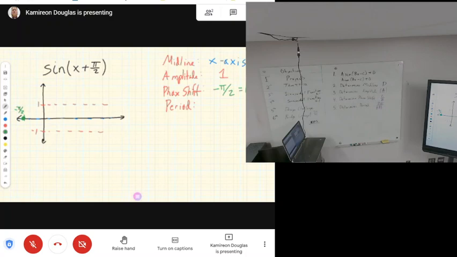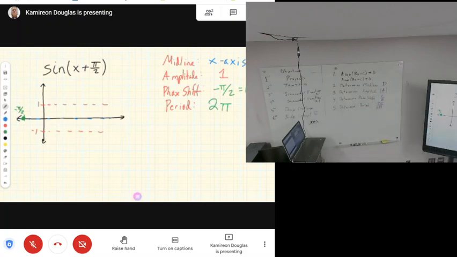Okay? Last question, period. What's the period for this problem? 2 pi, that's right, Ebony. Now what that means is this function will end 2 pi later. So now I ask, where will this function end? Negative pi over 2 plus 2 pi. Yes. Define where this thing ends.